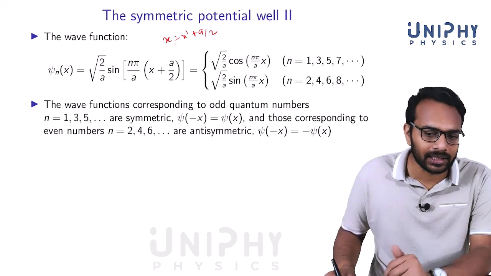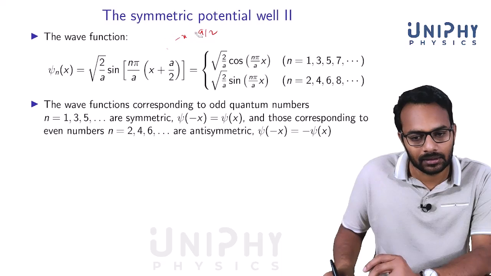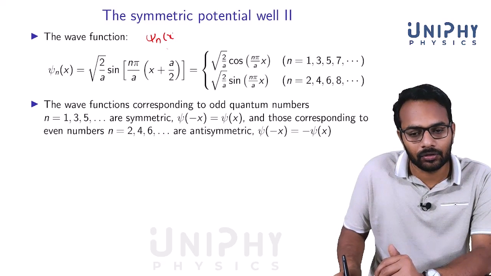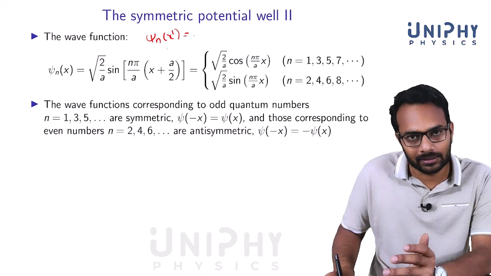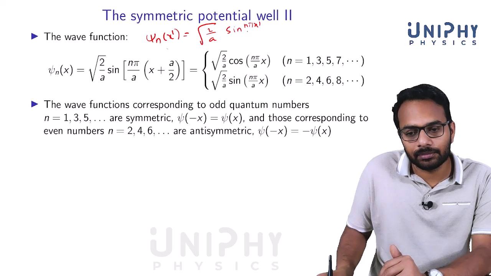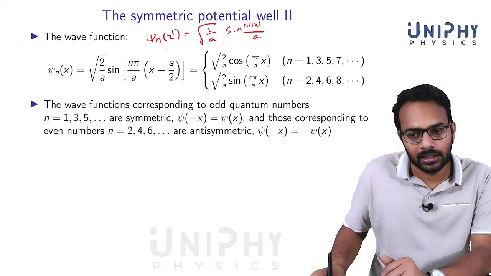Okay, it's just a variable, we can call it also x. Or we can start with the usual thing: psi of x prime is equal to, for the symmetric potential well, psi of x prime is equal to square root of 2 by a sin(n pi x prime by a). All right, now we'll make the translation.